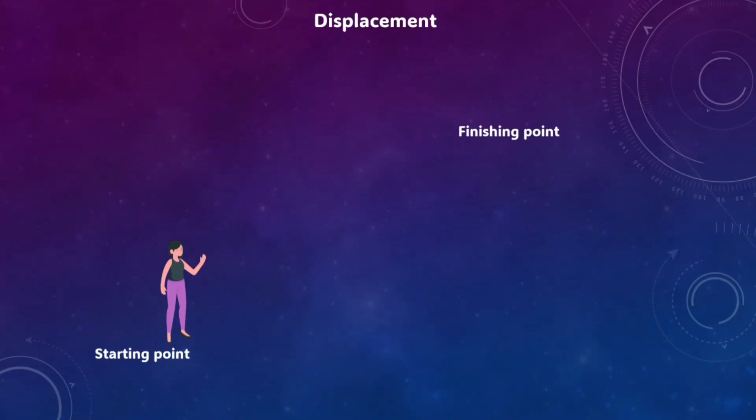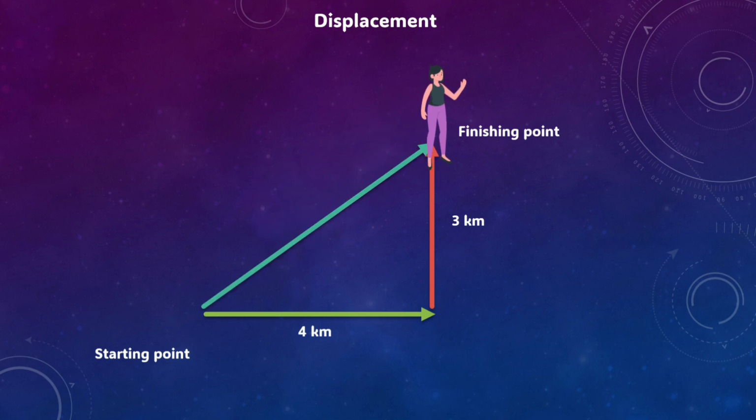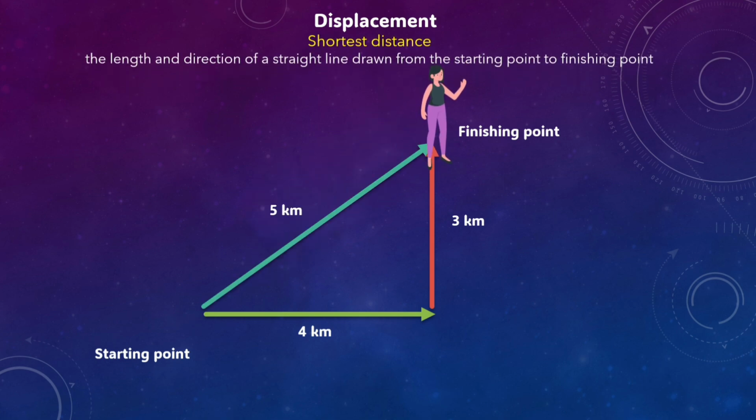Now think of it this way: the girl is in the same situation, but now she chose a different path, and she has gone diagonally from the starting point to the finishing point and covers a path of 5 kilometers. In both cases, the destination is the same, but the distance covered is different, so the displacement is the shortest distance covered.